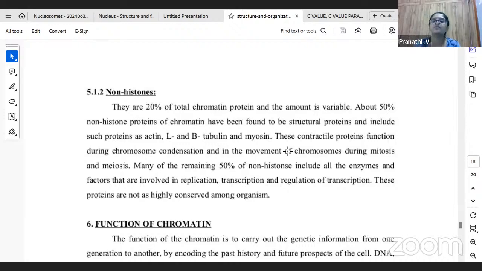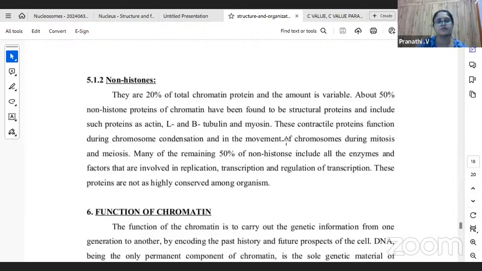And the other 50% of the non-histone proteins are enzymes and different kinds of factors that help in transcription: elongation factor, initiation factor, regulation factor, etc. They're all again proteins, right? They are involved in replication, transcription, and regulation of transcription, and they are not very highly conserved. They're different for different organisms.